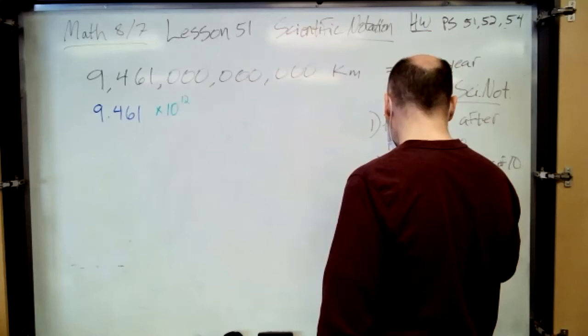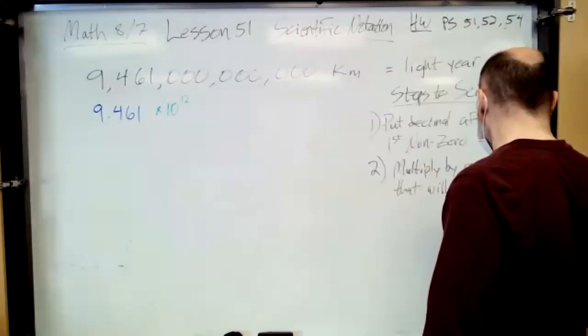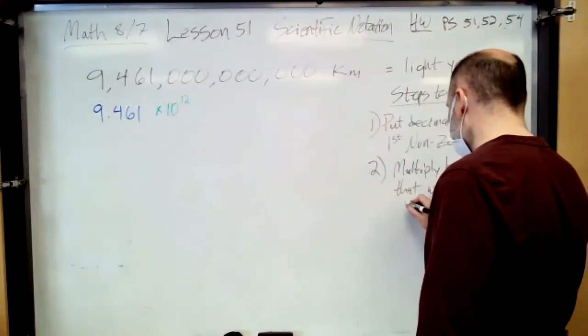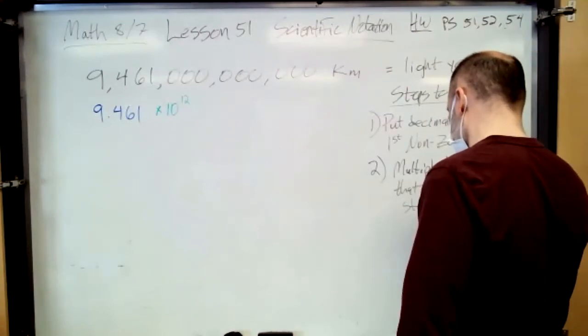Okay, so it really doesn't feel like math because you're just moving a dot across the page. That's it. Multiply by a power of 10, that will return the decimal to its starting place or origin.